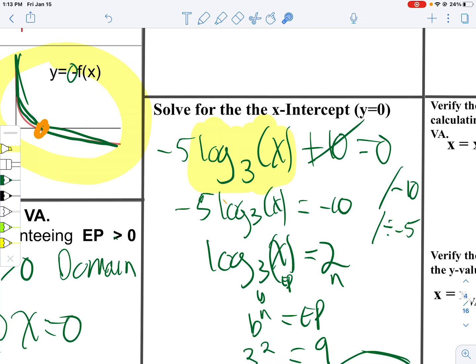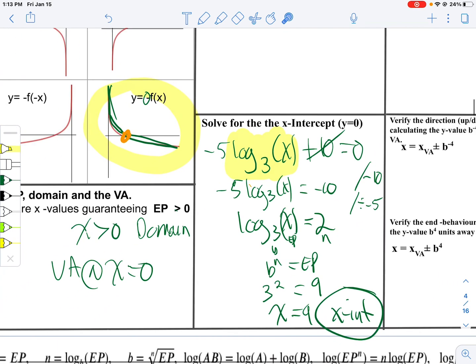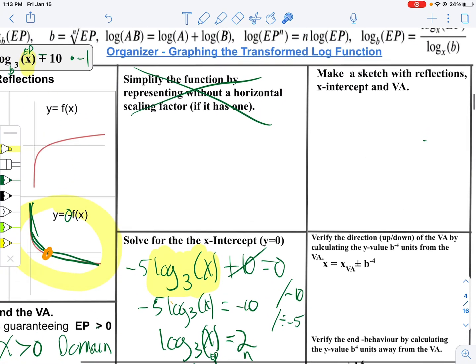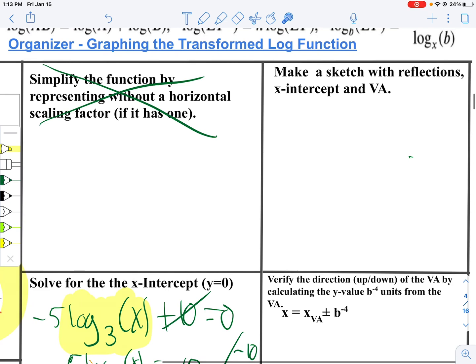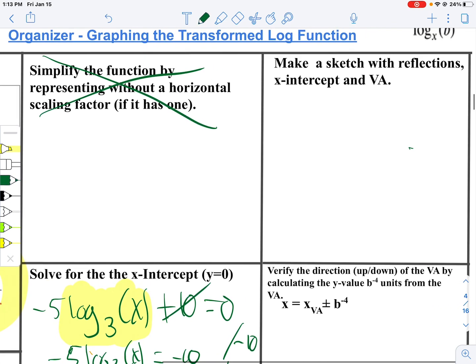If the exponent is 2 and the base is 3, x has to be 9, right? So I could have looked at that and known that that was 9. But I think it's worthwhile going through the algebraic process. So now I know the x-intercept, I know the vertical asymptote, I can draw a sketch. Okay, I can definitely draw a sketch. So what will this sketch look like?